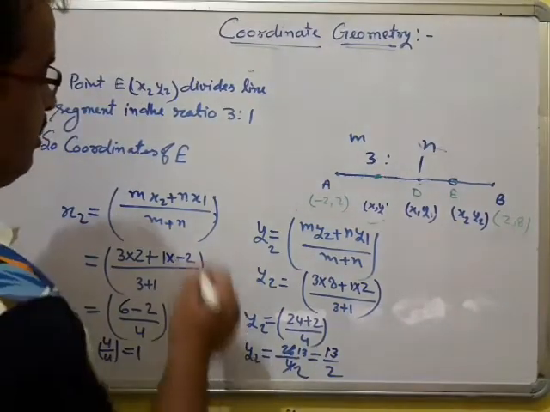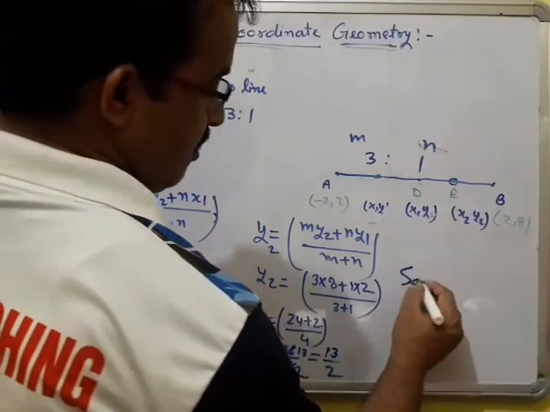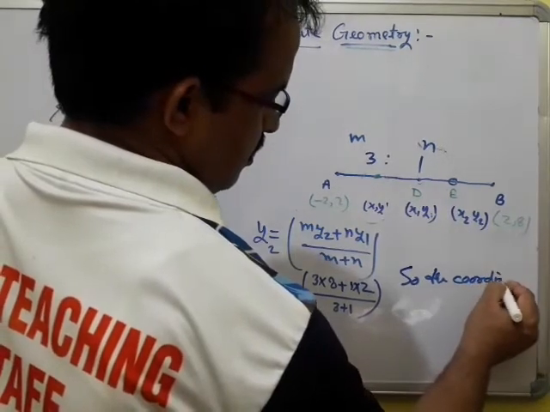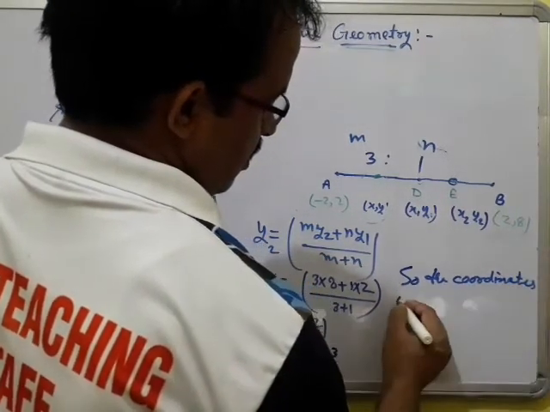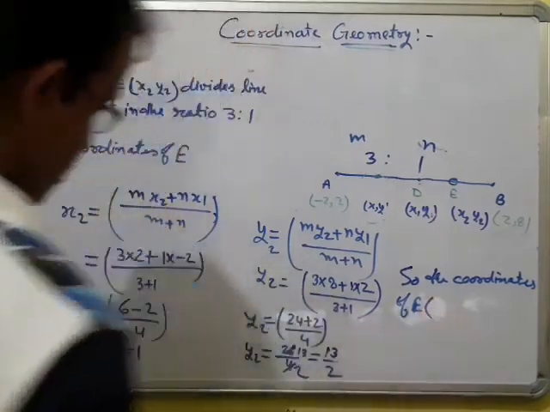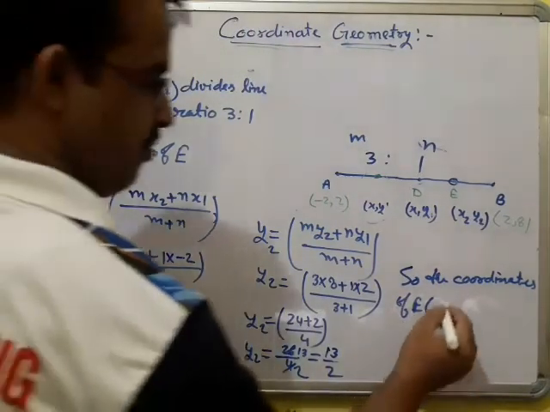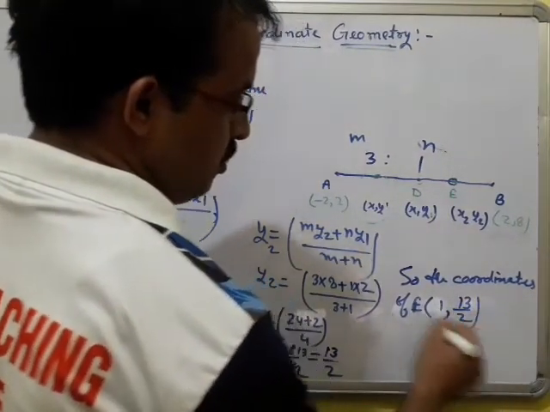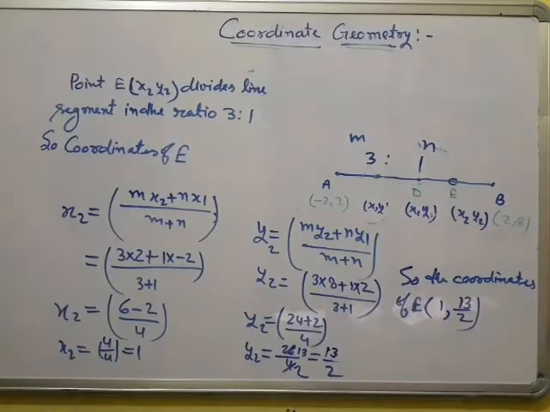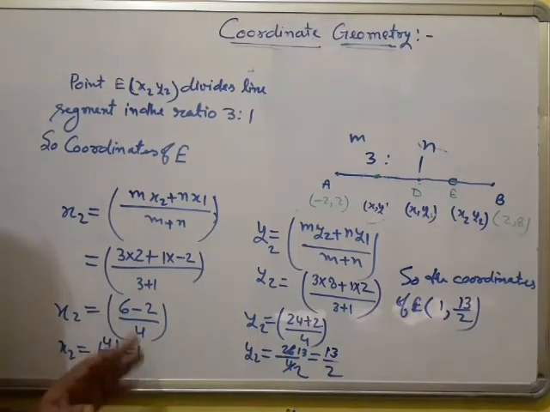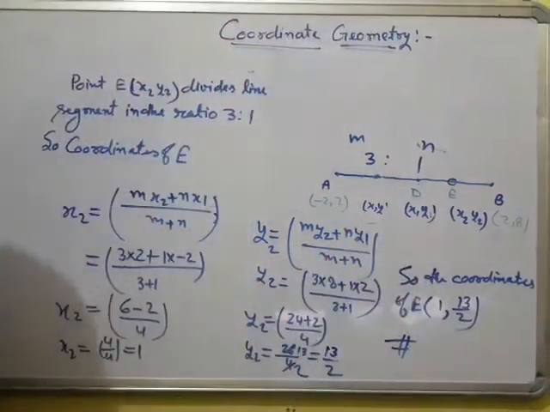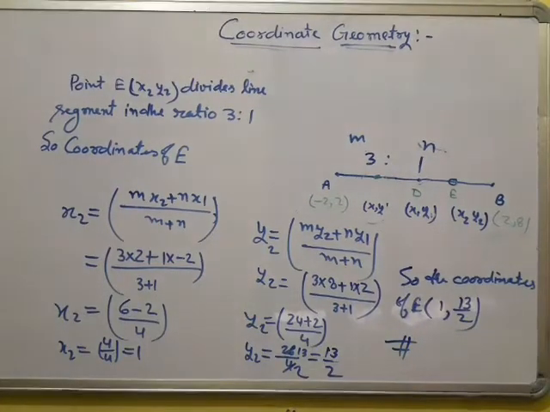Clear? The coordinates of E here, x is 1 and y is 13 by 2. Clear? 1 and 13 by 2. This one is your solution of question number 9. Complete here. Now see question number 10.